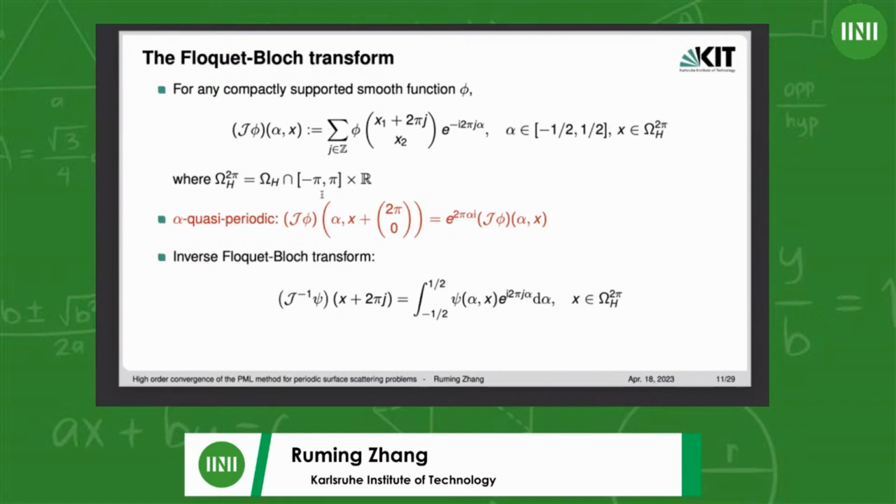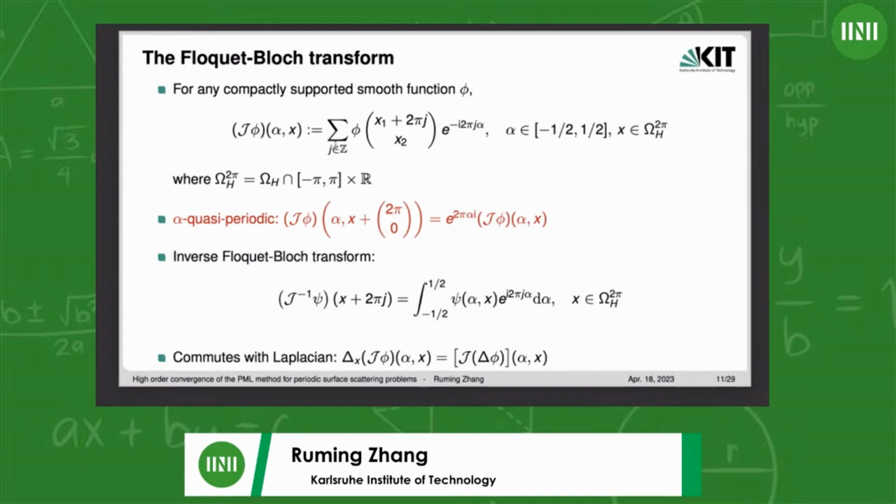Here are the properties of the transform. First, when alpha is fixed, the function is alpha quasi-periodic. So if you translate the function by 2 pi in the x-y direction, then you get an extra factor here. So that is alpha quasi-periodic. And the inverse transform is given in this very easy form. It is given by the integral with respect to alpha in this boundary domain. So this is the inverse transform. Moreover, this operator commutes with the Laplacian operator.